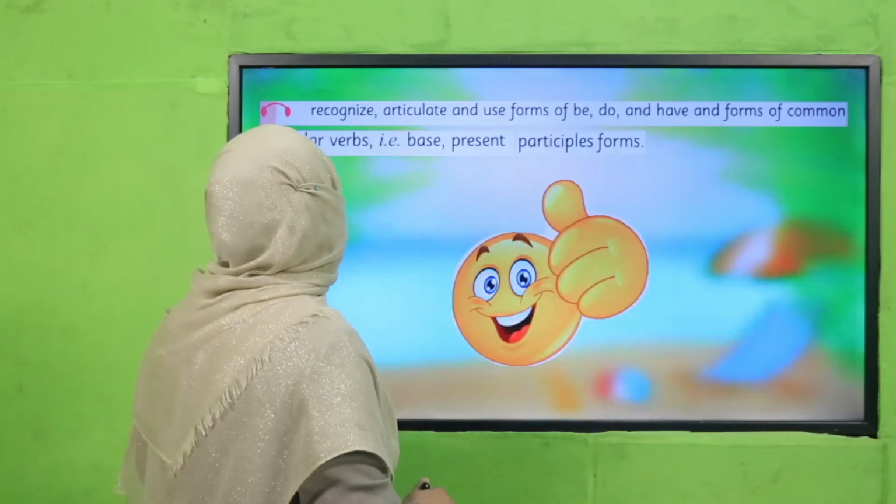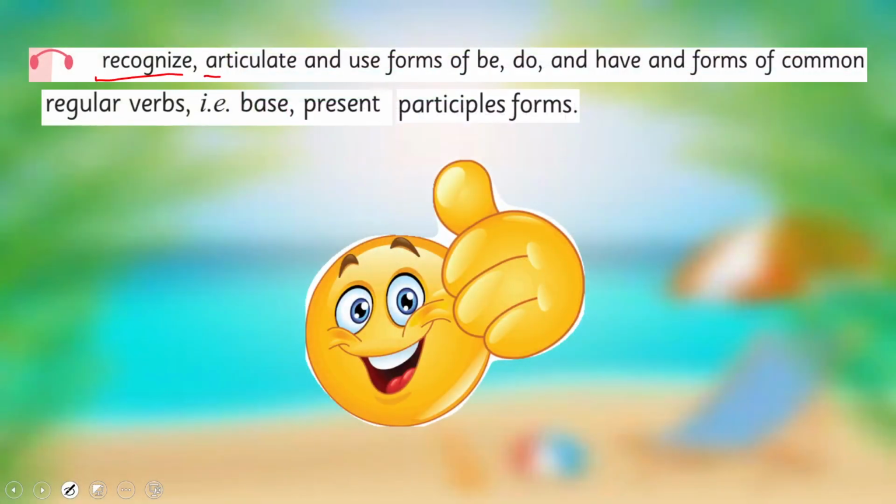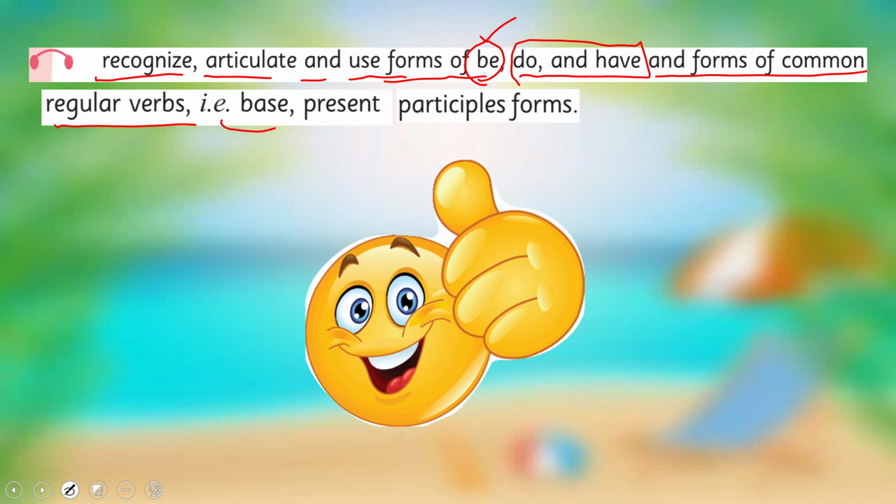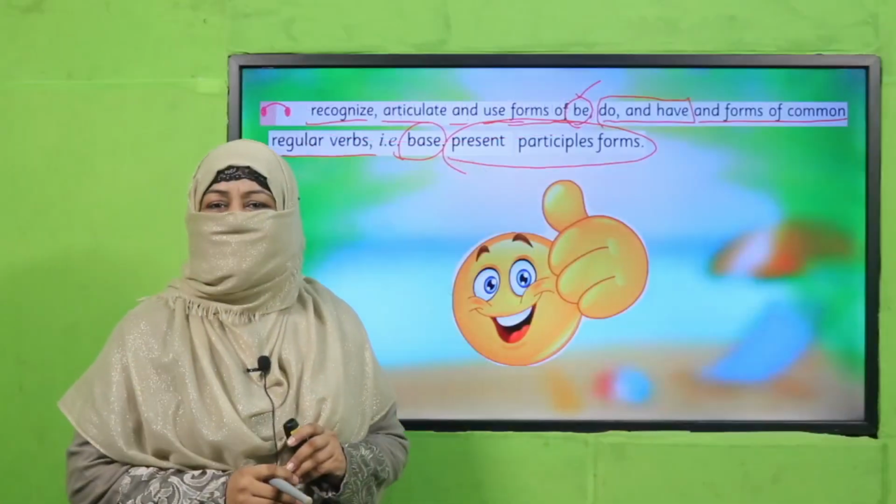So what we have learned today, we learned to recognize, articulate, and use forms of be. Do and have we have not discussed today. So only be and forms of common regular verb as base and present participle forms. Are we done with it? Yes. So that's it for today.